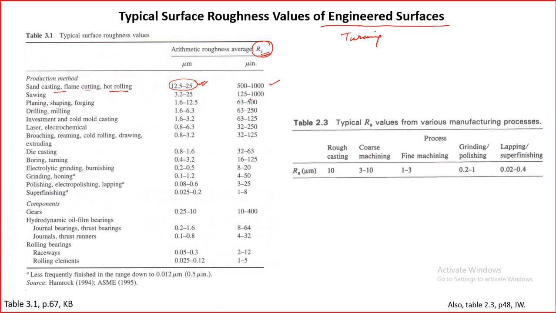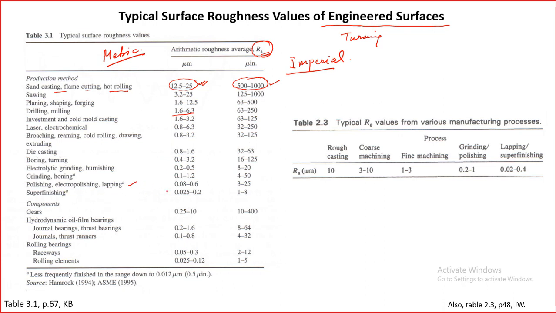The reason why we have micro inch in many of the books is because in America people still use imperial measurement, whereas in almost the rest of the world people use the metric measurement. So in the metric measurement we use the micrometer. In imperial we use micro inch. Sawing, planing, drilling and milling. As we see, the surface roughness is reducing for these processes, and polishing.